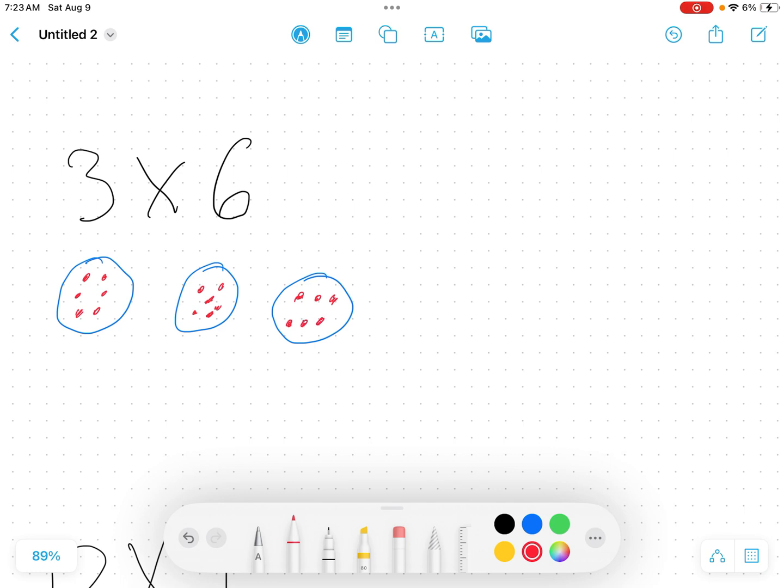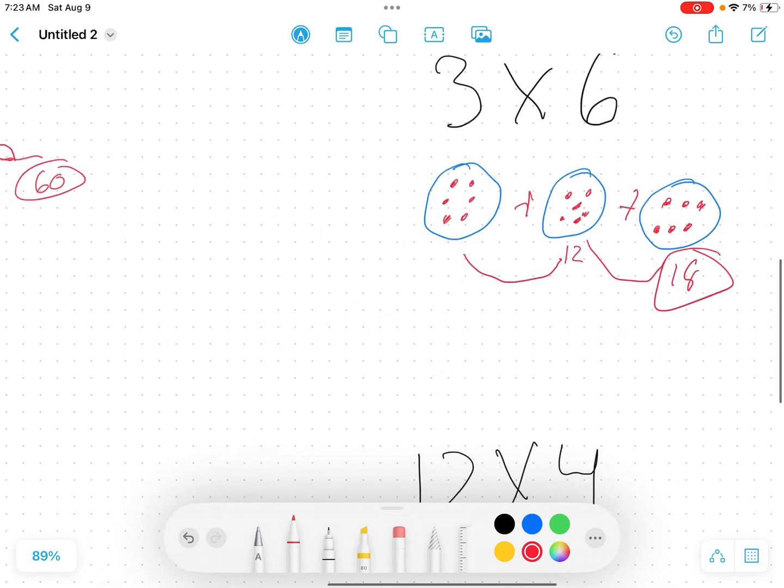So then we can add them up. We've got 6 plus 6 plus 6. So repeated addition as well. So we know we've got 6 plus 6 is 12. Plus 6 more is 18. Okay, pretty simple. Now let's get a little bit more challenging.